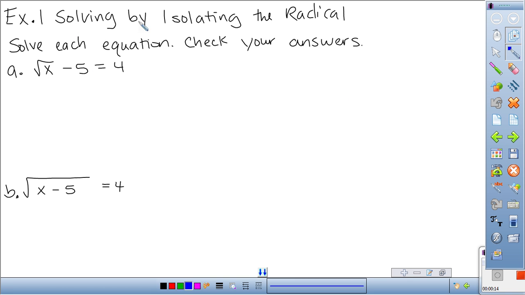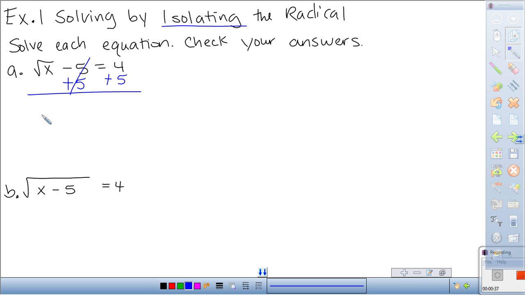Example 1, solving by isolating the radical. And isolating just means get the radical alone. So we want to solve each equation and then check our answers. So if I'm going to isolate the radical, I just want to know, how can I get this square root of x all by itself? Well, it's the same as if it was just x minus 5. The opposite of minus 5 is to add 5 to both sides, so that we end up with the square root of x is equal to 9.